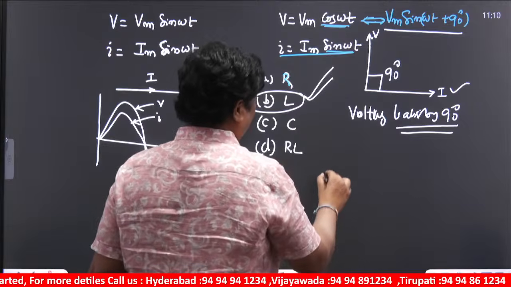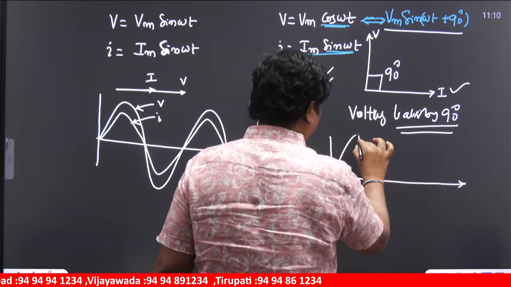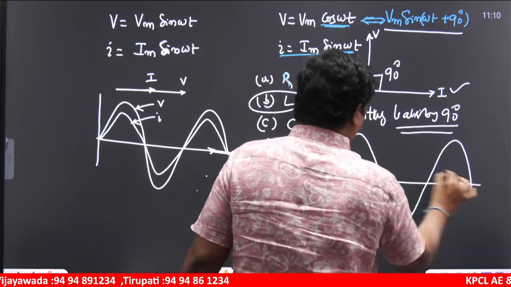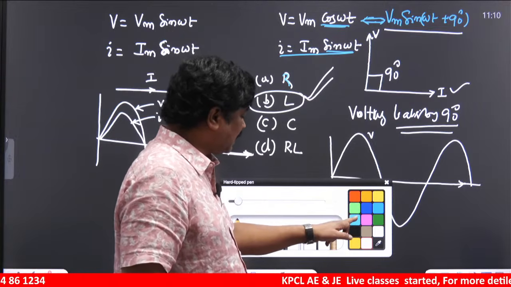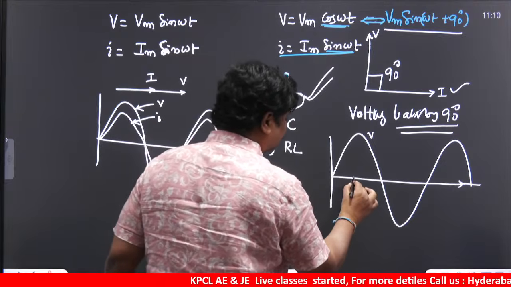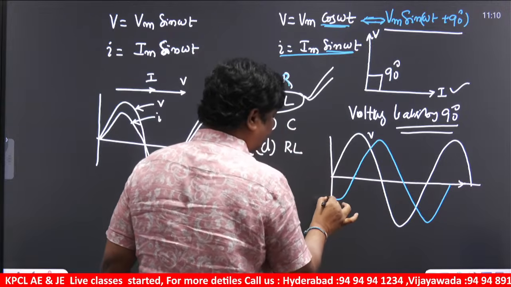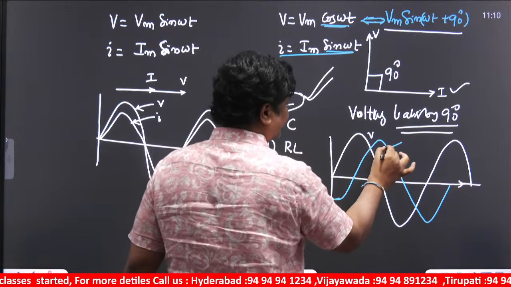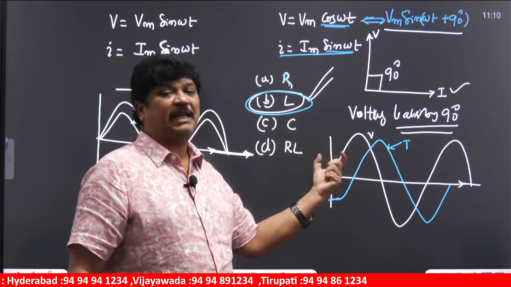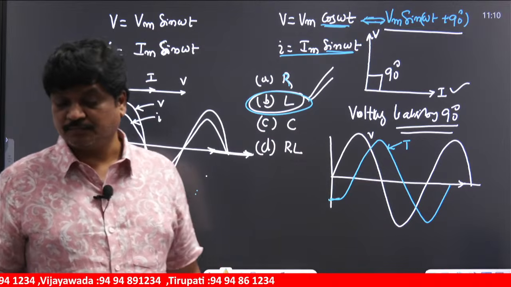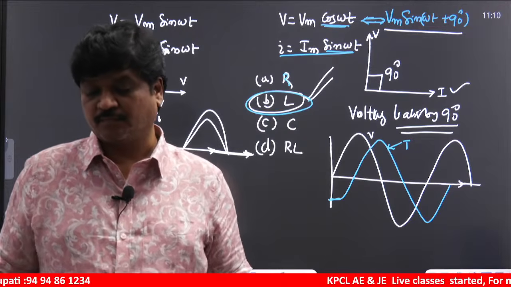Now, if the voltage waveform is like this, it is the voltage waveform, and the current waveform is here. The current waveform is like this. This is the current waveform. Now, by looking at this diagram, what is the element here?